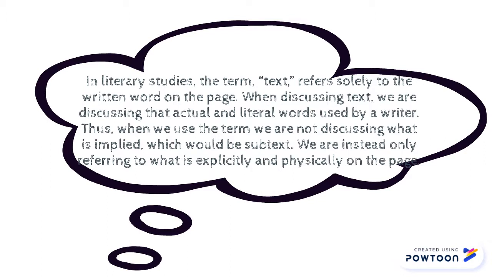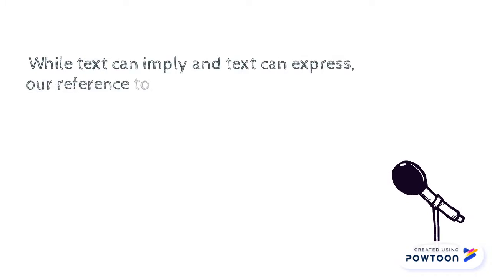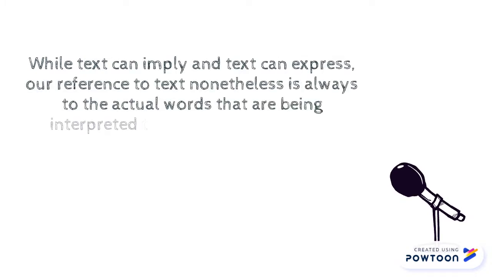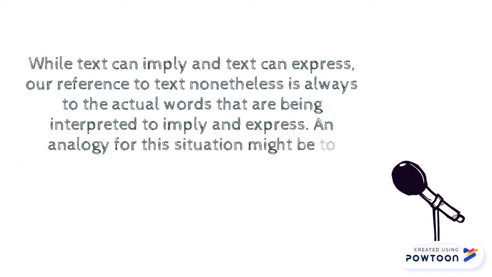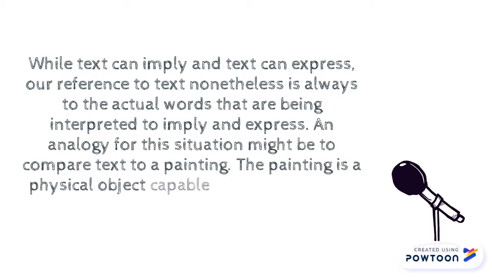Thus, when we use the term, we are not discussing what is implied, which would be subtext. We are instead only referring to what is explicitly and physically on it. While text can imply and text can express, our reference to text nonetheless is always to the actual words that are being interpreted to imply and express.